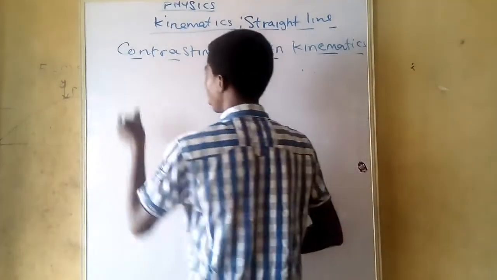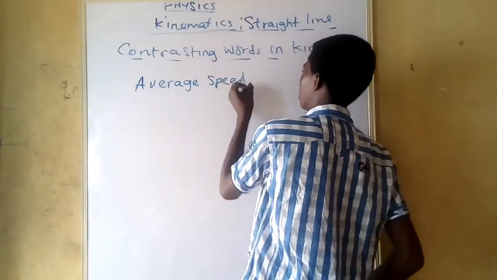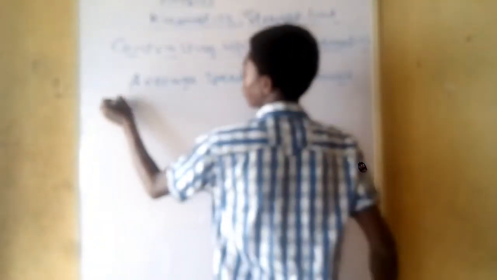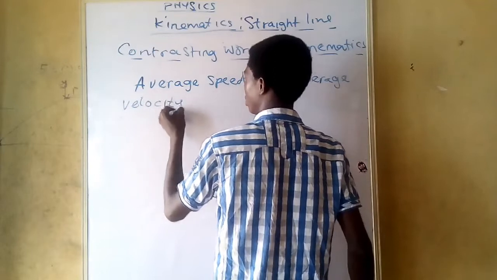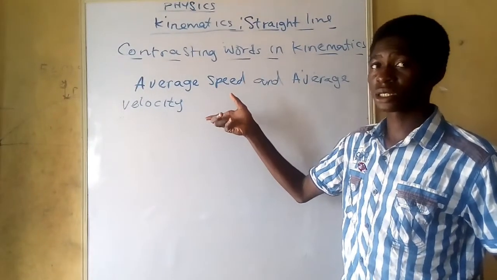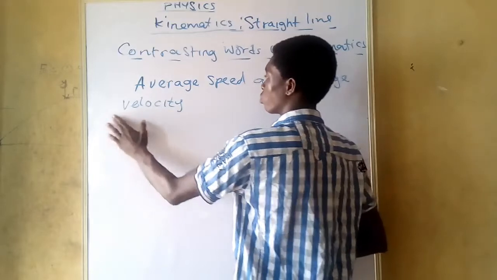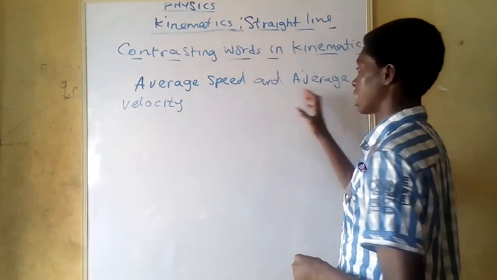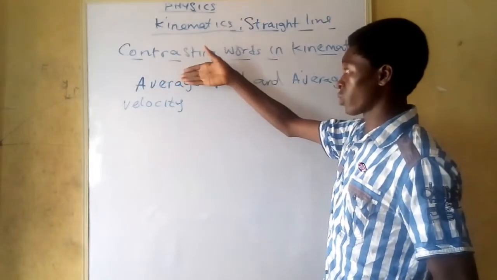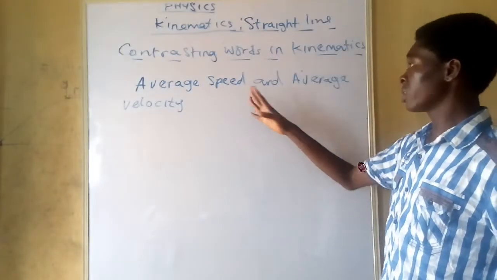Then we have also average speed and average velocity. So now, average speed and average velocity. Remember that speed is the distance covered per unit time. I'm going to take an example where we'll be able to differentiate between average speed and average velocity. Average speed is of course a scalar, and average velocity is a vector.